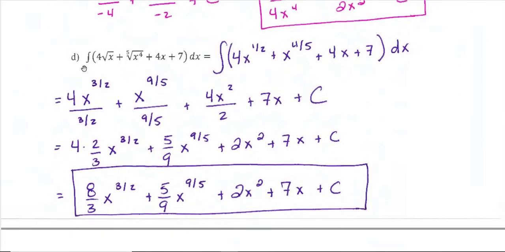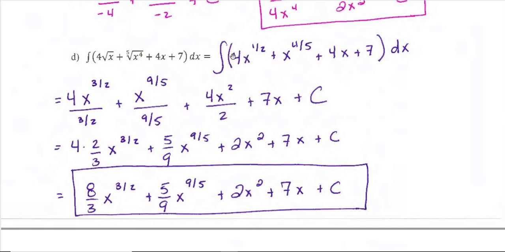Let's do another similar thing here with d. The integral of 4 times the square root of x plus the fifth root of x to the fourth plus 4x plus 7. We don't have a rule for radicals, so we'll get rid of those radicals by writing this as the integral of 4x to the 1/2 plus x to the 4/5 plus 4x plus 7, all integrating with respect to x. That's what that dx means.